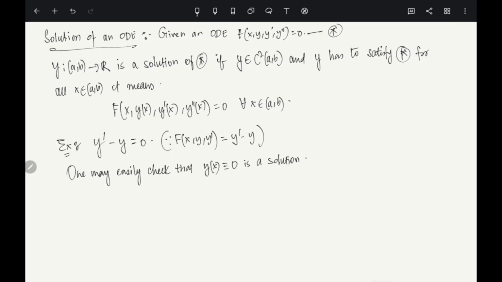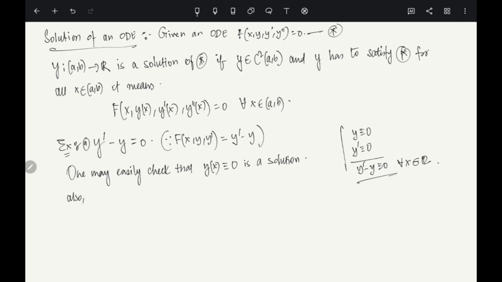Now you see y(x) equals 0. Does it satisfy the equation? Is it a twice continuously differentiable function on R? Of course it is. And does it satisfy the equation? If y is identically 0, y prime is also identically 0. So y double prime minus y will satisfy this equation for all x in R, right? So the second condition is also satisfied, hence this is a solution.